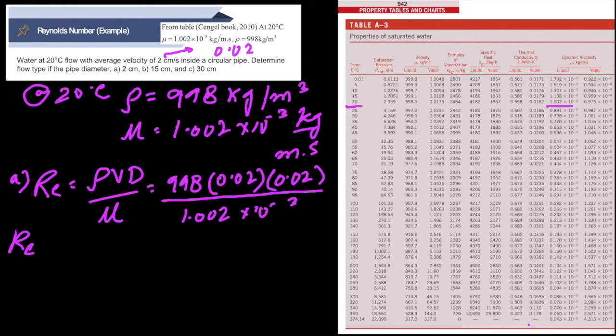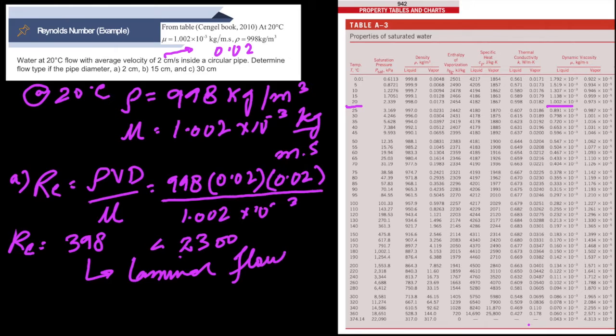So Re for part A comes out to be 398. Now this 398 is less than 2300, the range at which the flow becomes laminar. So since it is less than 2300, we say this is laminar flow. I will leave the second part for you to solve.